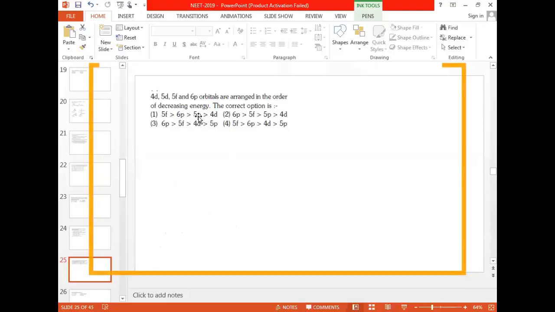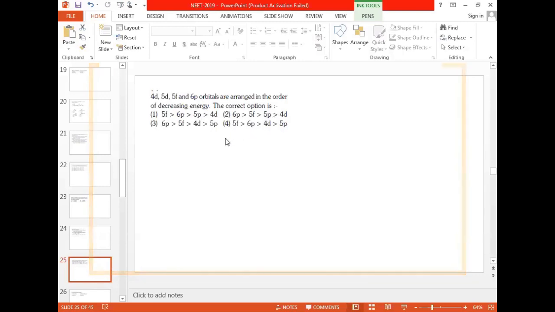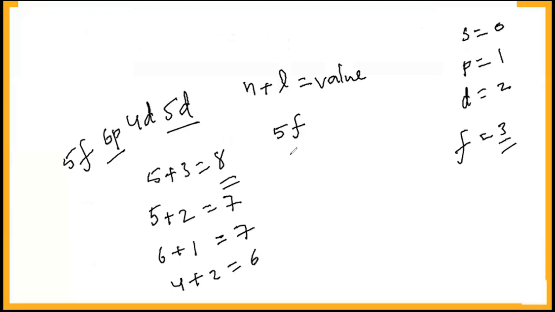We should go with 6P, then 5P should come. 6P and 5D is given, no? Here in the options it is given 5P. It is 5D. Okay, which one is correct here as per the options? Very good, excellent. Our answer is the first one. Why are we going with the first one?